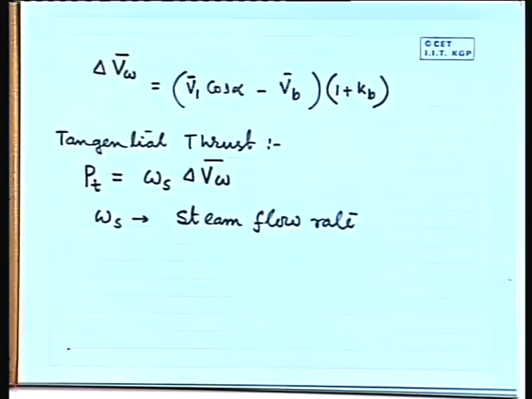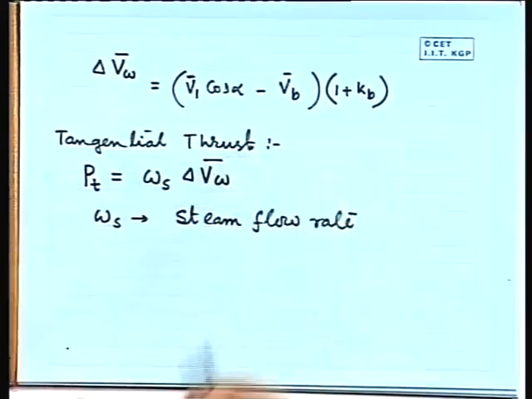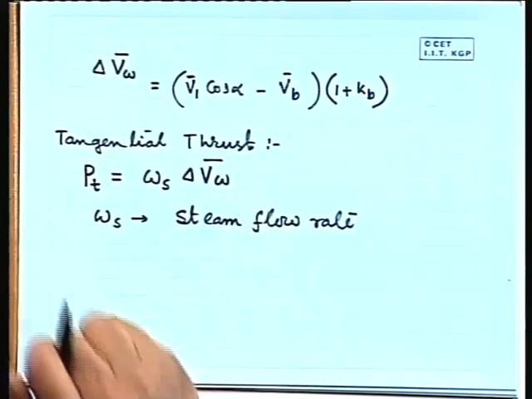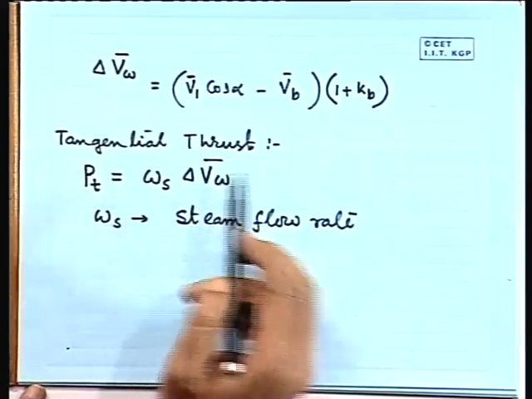So, this is the thrust which is responsible for doing the work. From the turbine we get the mechanical work or we get the external work. See, this thrust, tangential thrust, is responsible for that. This thrust is responsible for the movement of the turbine. So, that is why this is very important and we can determine it.